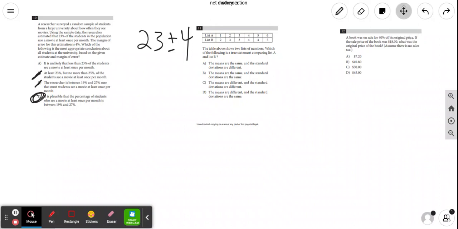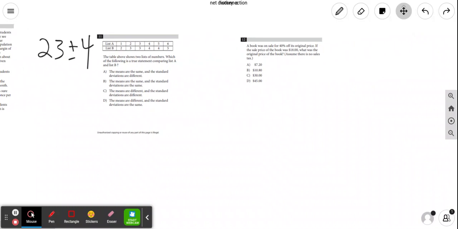Okay, let's move on to 11. The table above shows two lists of numbers. Which of the following is true comparing list A and B? Okay, so the mean and then the standard deviation. Standard deviation is like how spread out the data is, and the mean is like the average. So you add up all these numbers and then divide.